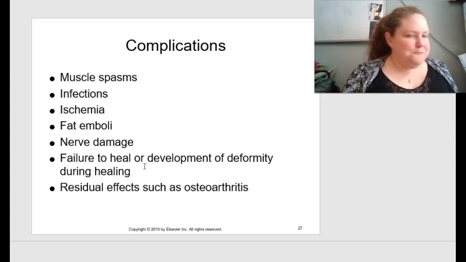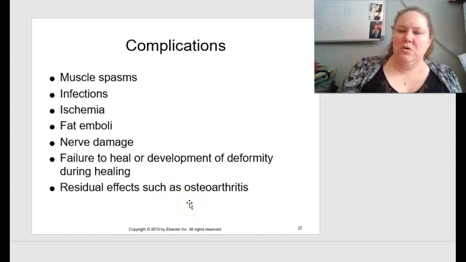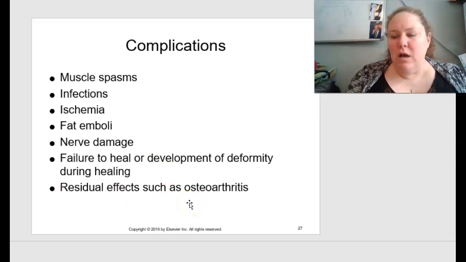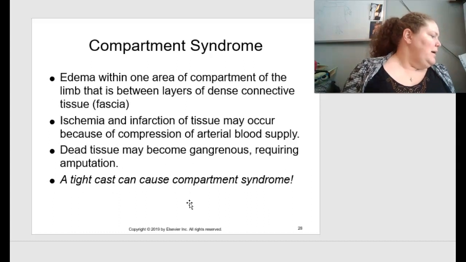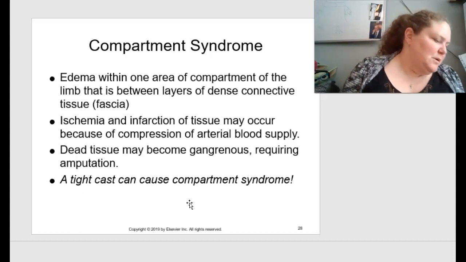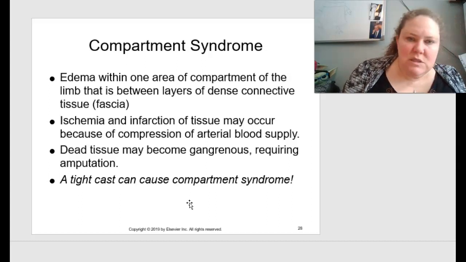And then you can also have residual effects such as osteoarthritis. I still have pain in this hand. I probably always will from the fracture and the muscle pulling. So, this is where the compartment syndrome comes in. The compartment syndrome we talked about a little bit, okay? And so the edema within one area of the compartment of the limb that's between the layers of the dense connective tissue or the fascia.